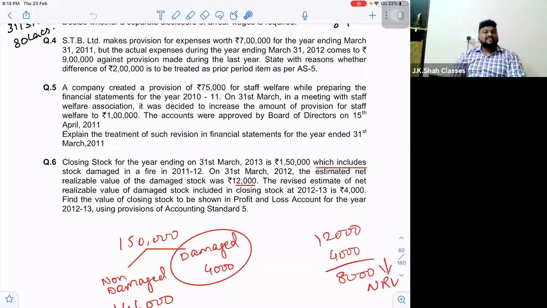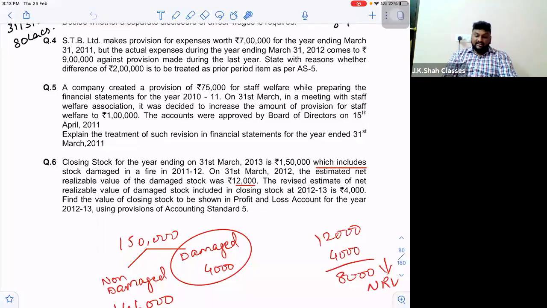Now, can I say this is a change in estimate? Earlier you created a provision of 75,000 for staff welfare, but now you are deciding to change it to 1 lakh rupees. So can I say you are going to increase your provision by 25,000 rupees? And this increase of 25,000 rupees is called a change in accounting estimate. So it is not a prior period item. Will it be an extraordinary item? No, because it is with respect to staff welfare, and staff welfare are always ordinary activities. So this is not a prior period item, nor an extraordinary item. This will be classified as a normal ordinary item only.